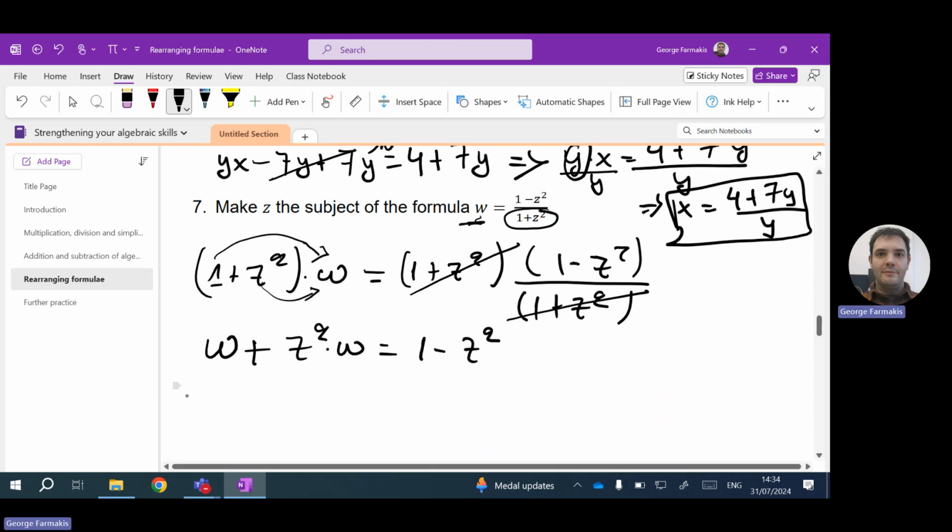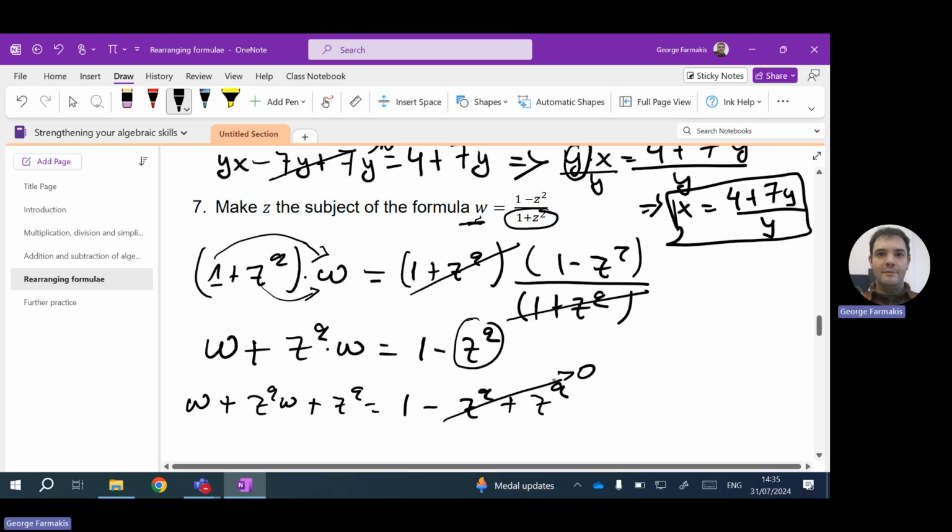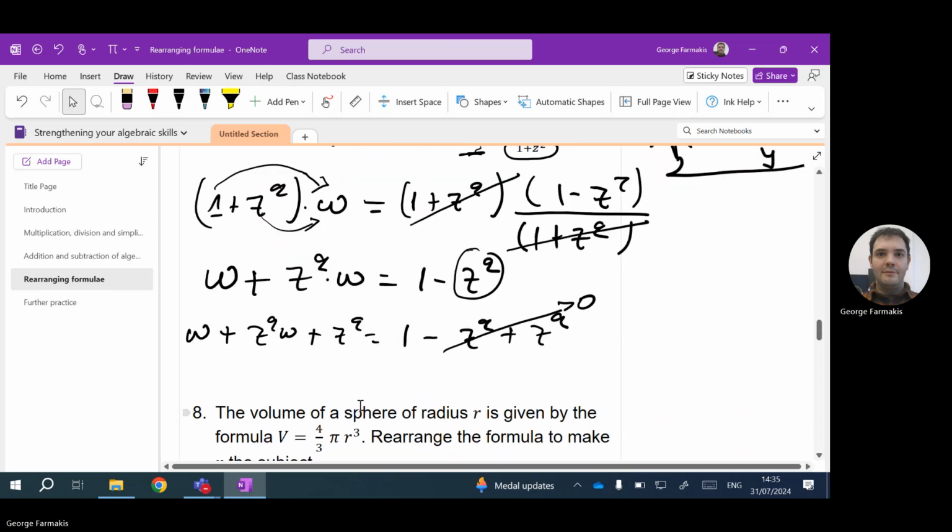So let me first add z squared to both sides. So here, if I add z squared on this side, I will get 0. And I will have z squared here. So w plus z squared times w plus z squared minus z squared plus z squared. So here I will get 0. Okay. Let me add some space here.